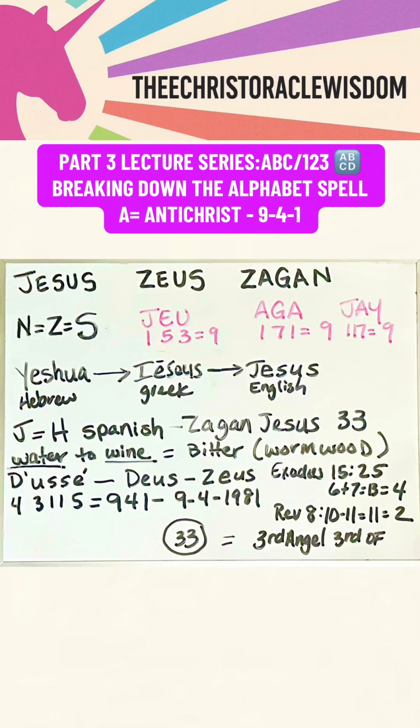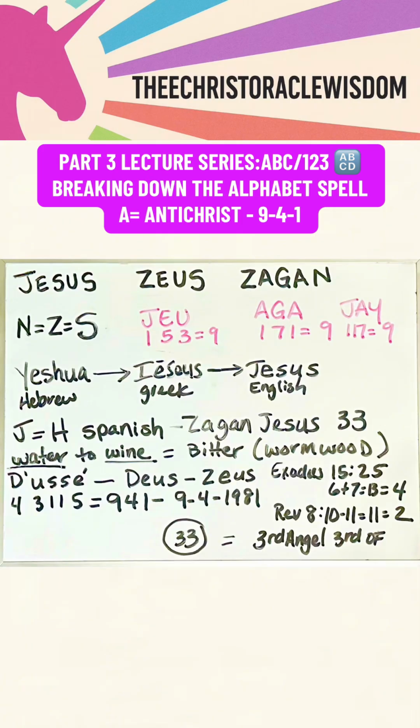I want you to take note of douce. This is a wine, and douce means deuce, and deuce is the same as Zeus. When you look at the word douce, it breaks down again to the same number for this entity, which is 941. This is her birthday, 9/4/1981. If you add 8 plus 1 equals 9, and 19 equals 10, and 10 is just 1. So there you have it. 9 and 1 equals 10 and equals 1.